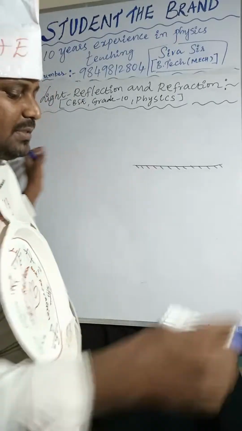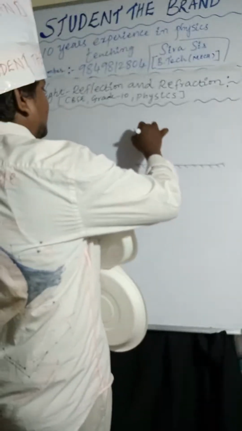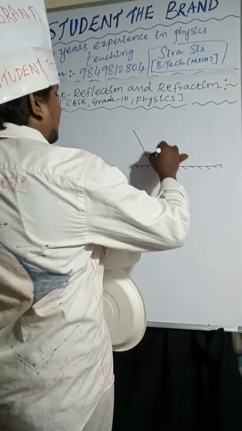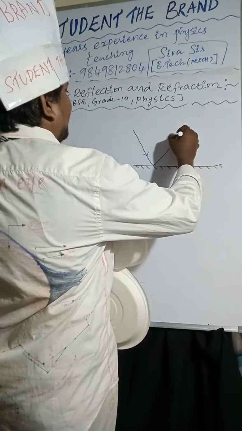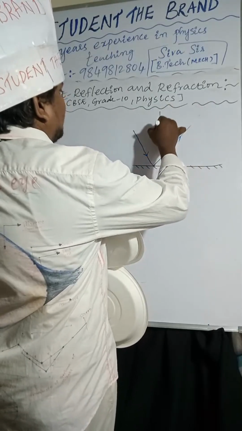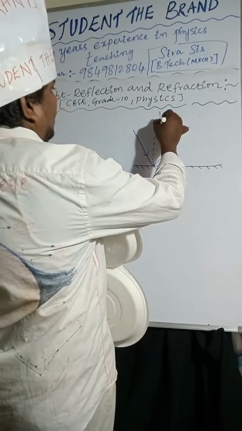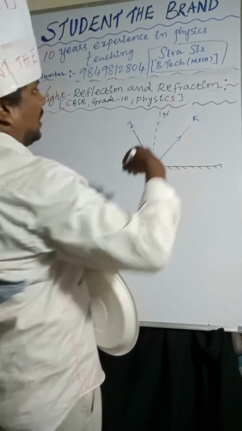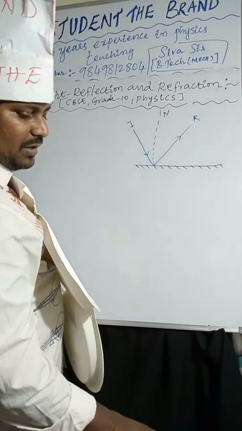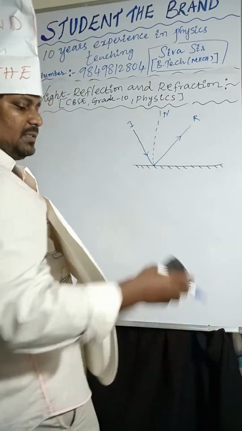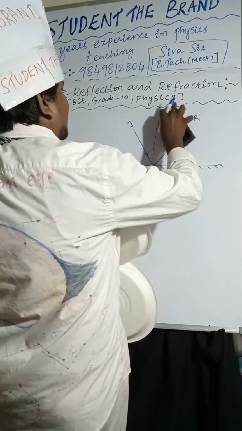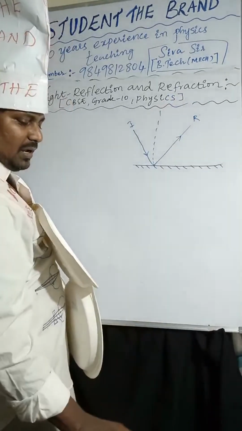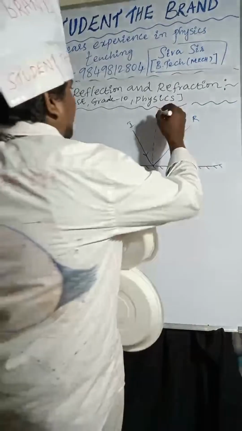This is the incident ray, light is incident on it. This will be the reflected ray. I'm taking a dotted line, this is the normal line. So: incident ray, reflected ray, normal line.